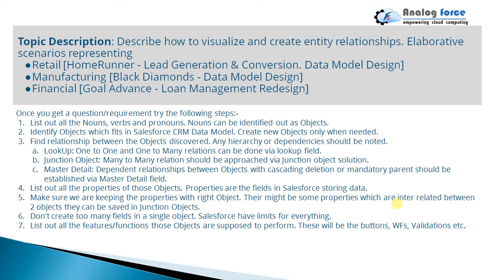In step 5, we'll make sure we are keeping the properties with the right object. There might be some properties which are interrelated between two objects. They can be saved in junction objects as well. So we are not going to make the mistake of assigning properties of one object to another.